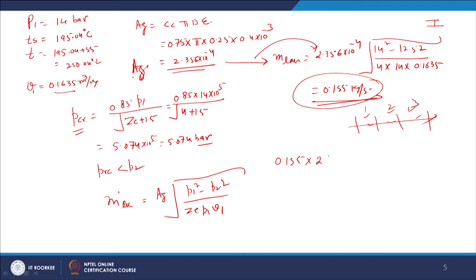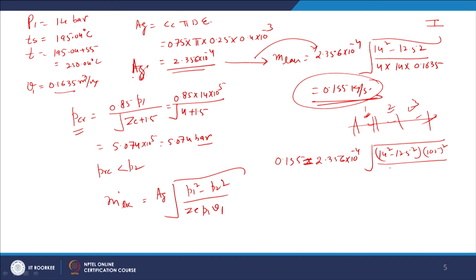If we take the first dwell space, the leakage is 0.155, and you will use the same formula: 0.155 is equal to 2.356 into 10 to power minus 4, under root 14 square minus P square, and 10 to power 5 square we will take out, divided by Zc, which is equal to 1.